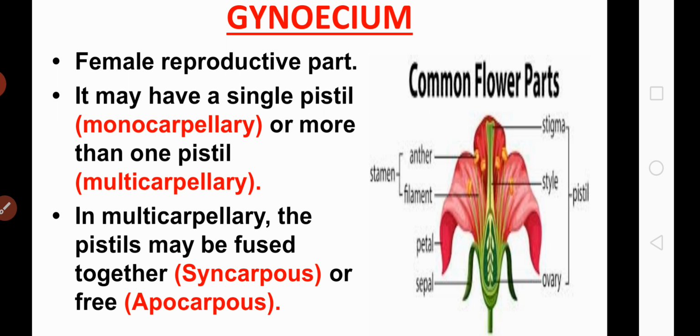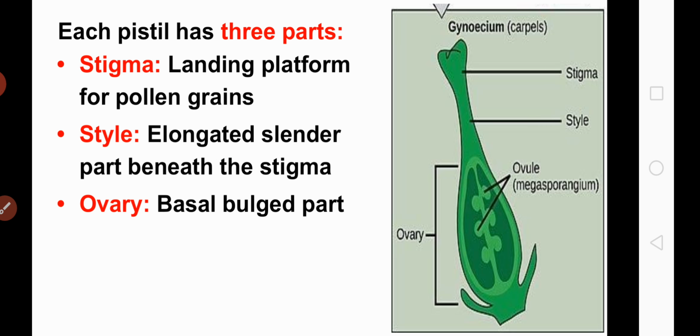Okay. Now in multicarpellary, the pistils may be fused together or free. If the pistils are fused, then the condition is called as syncarpous, whereas if the pistils are free, then it is called as apocarpous. If the pistils are fused together, then the condition is called as syncarpous. Here syn means fusion. Whereas if the pistils are free, then the condition is called as apocarpous. Am I clear?